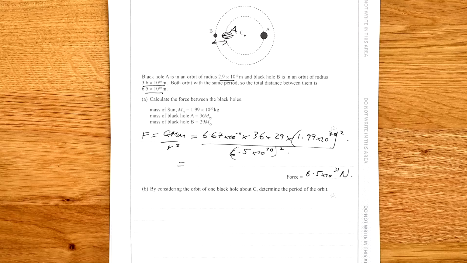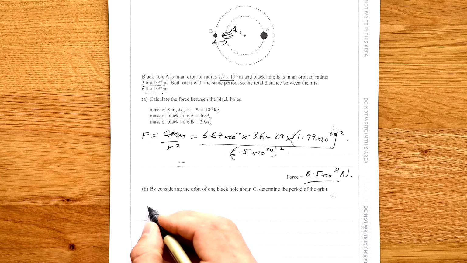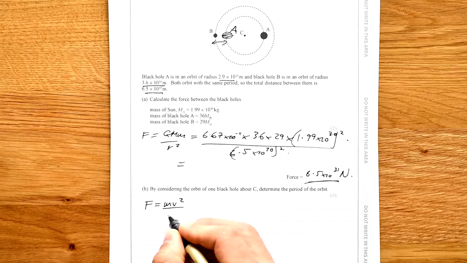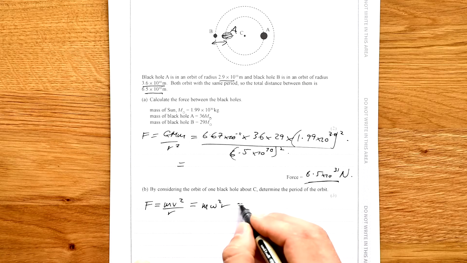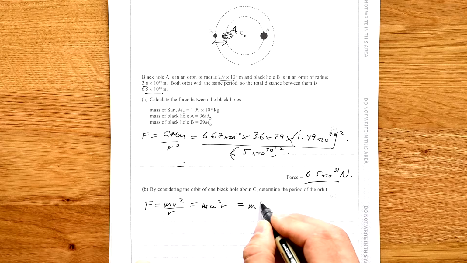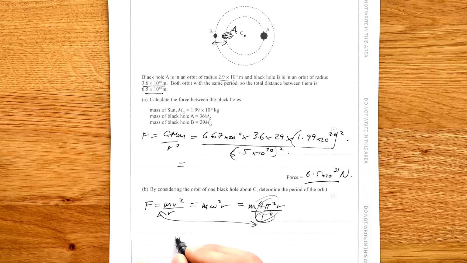By considering the orbit of one black hole about C, determine the orbital period. Okay, so we're going to assume that this force is responsible for the circular motion. So we can say F equals mv squared over r, or m omega squared r. And omega is 2 pi f, or 2 pi over T. So let's say 4 pi squared r over T squared. So that's my omega squared in there. We're looking for the time period. So let's just swap that around with the force. So T squared equals 4 pi squared m r over F. So that means that T is the square root of all that.